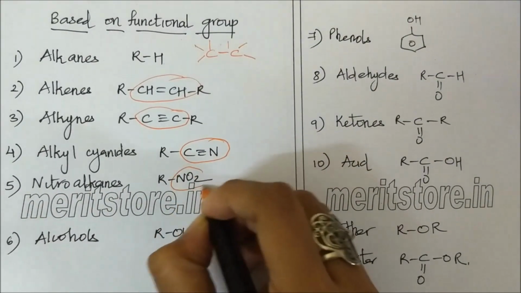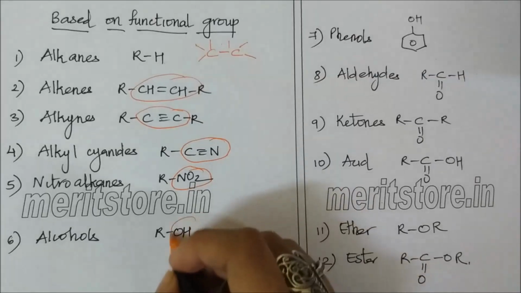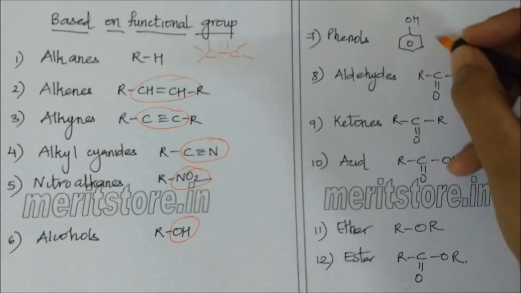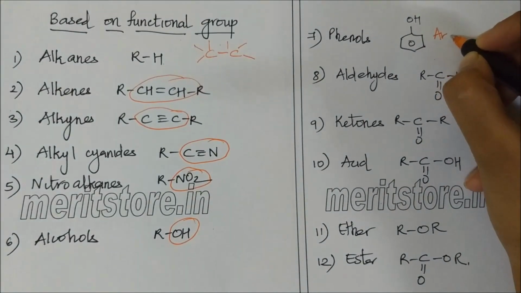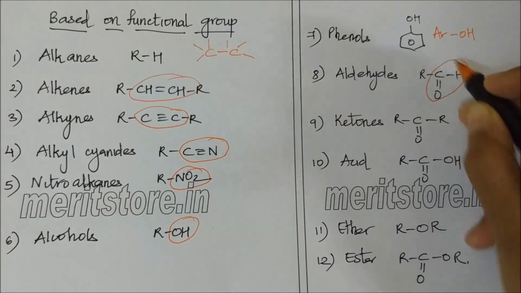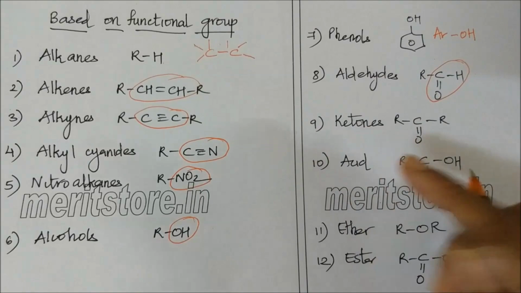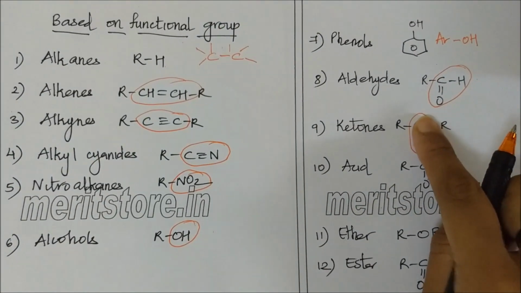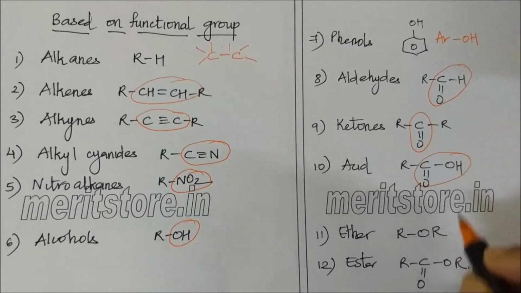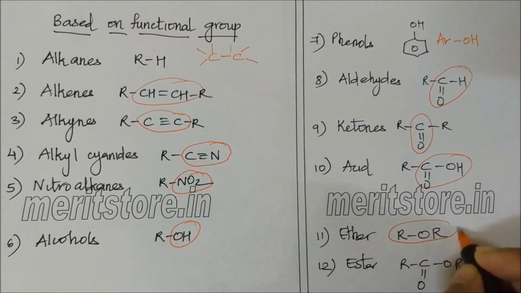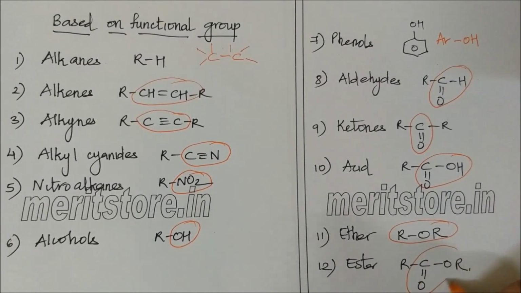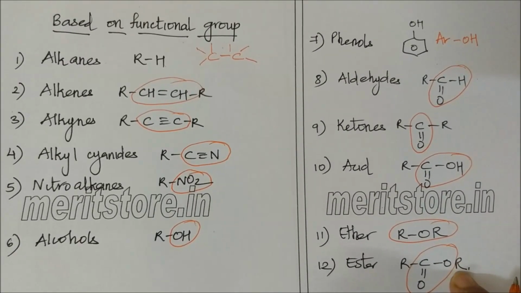Nitroalkanes have an NO2 group. Alcohols have an OH group. Phenols are ArOH, that is an aromatic ring and an OH group. Aldehydes are C double bond O H. Ketones are C double bond O. Carboxylic acids are C double bond O OH. Ethers have an ROR group. Esters are C double bond O OR.